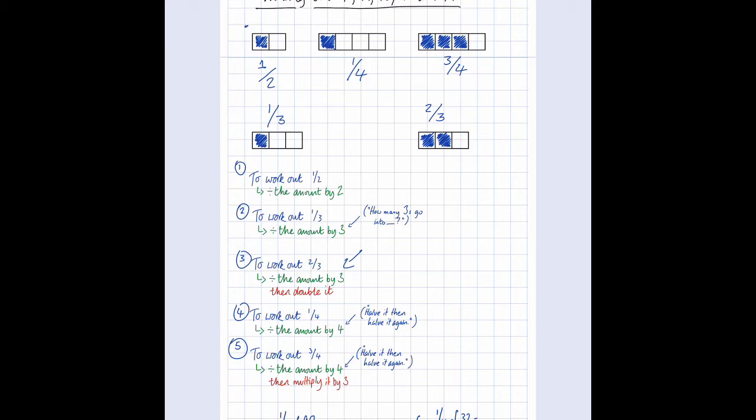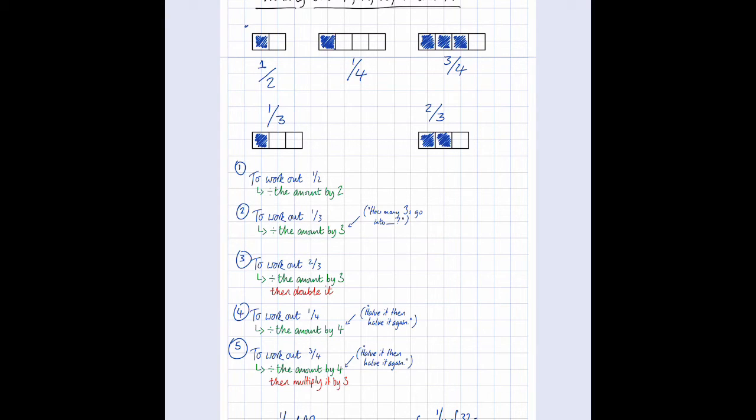And I've said to work out 2/3, divide the amount by 3. So the amount is 24. So the first thing you need to do is divide 24 by 3, or ask how many 3's go into 24. And then once you've done that, the bit in red says double it. So whatever your answer is in your head, double it.